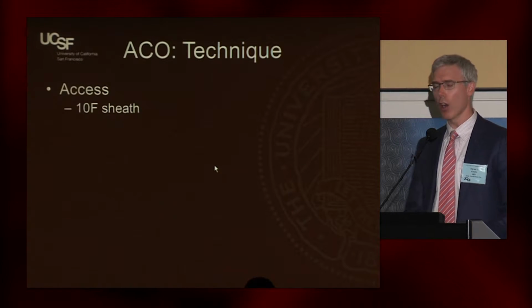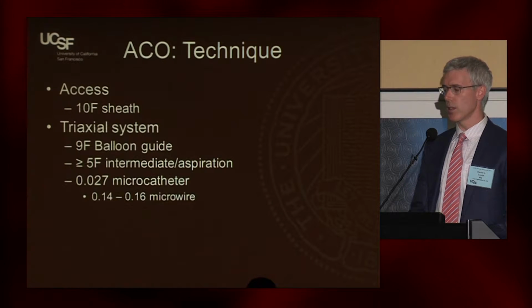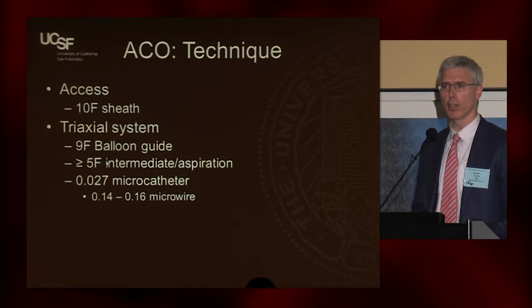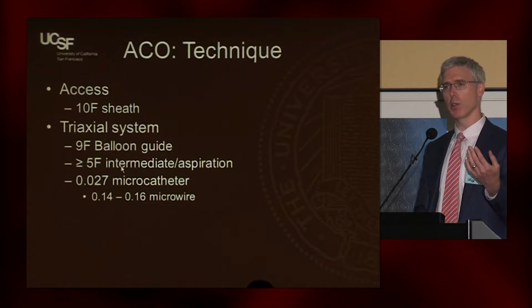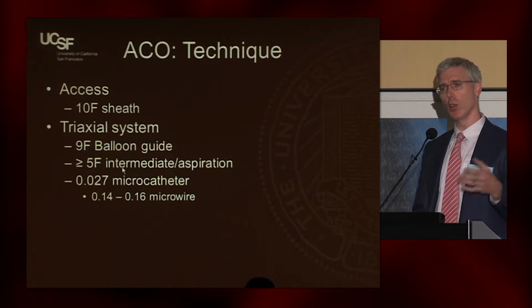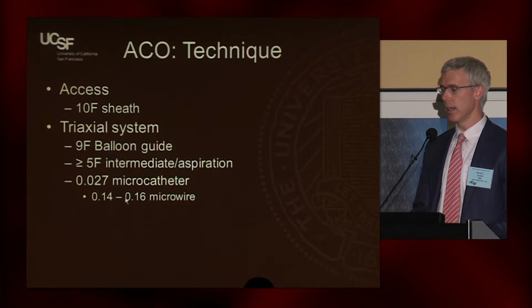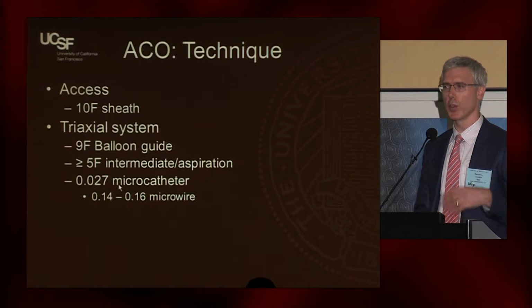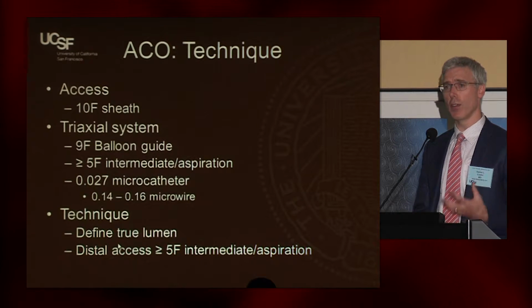So this is our general approach at UCSF. We do all these transfemorally. So this is our 10 French sheath in the groin. This is our triaxial system that we put in the neck. We always use a balloon guide catheter because we feel it gives us better control of any sort of distal embolic issues. We use a large bore intermediate catheter, which allows us to get above those lesions, as you saw in those cases, and then do mechanical intervention above the stenosis before we back and address it. And then this is the standard microcatheter we use to deliver those stent retrievers. The big thing to remember when you're doing these techniques is you always need to define the true lumen.